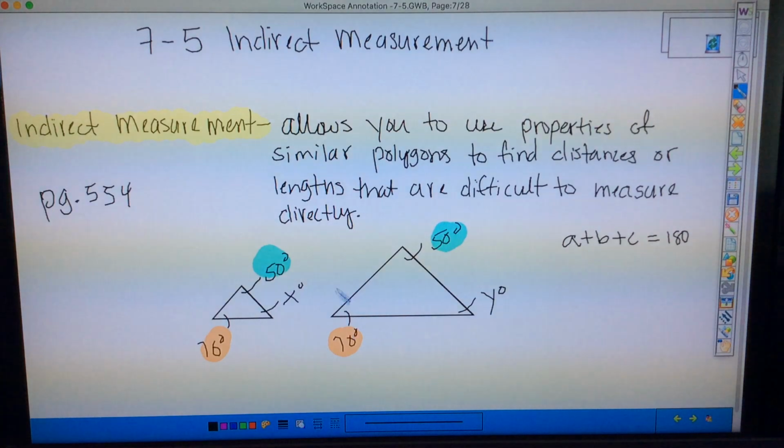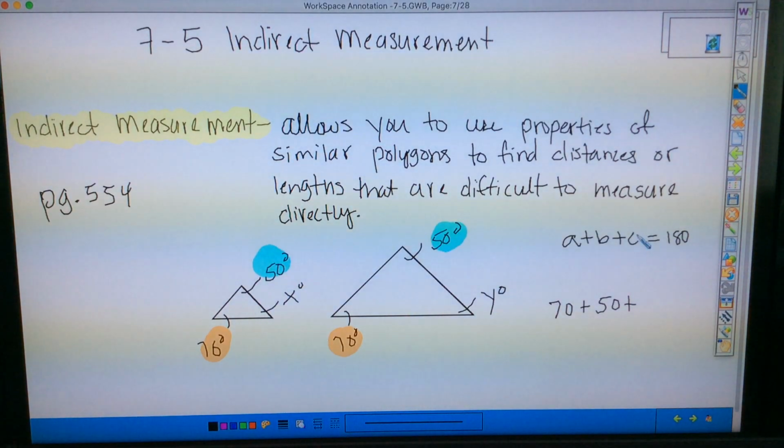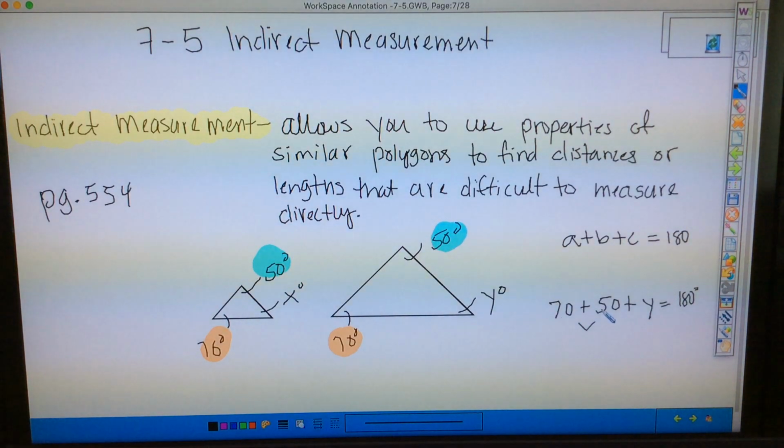So if we treated this as our A and our B and our unknown is C, we could write ourselves a little equation, right? 70 plus 50 plus, it doesn't really matter whether you call it X or Y or C, it all refers to the same angle here. I'll call it Y, is equal to 180 degrees. Okay, so let's go ahead and combine our like terms. 70 and 50 make 120.